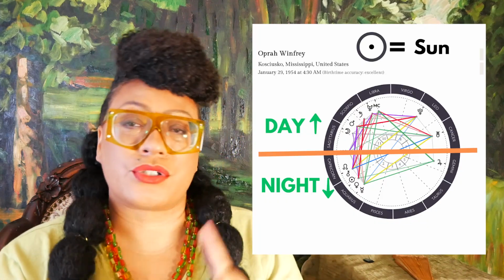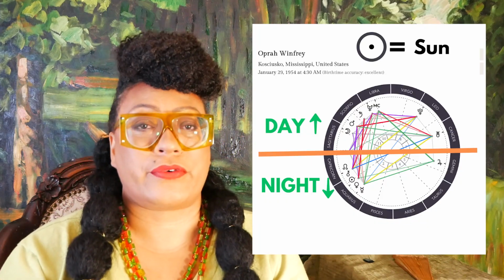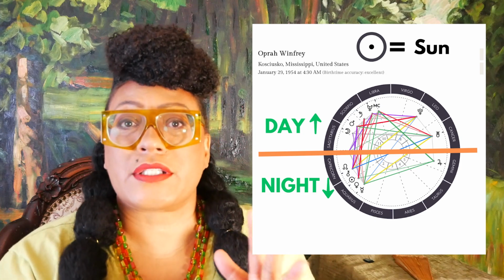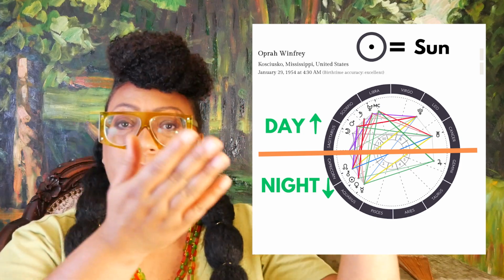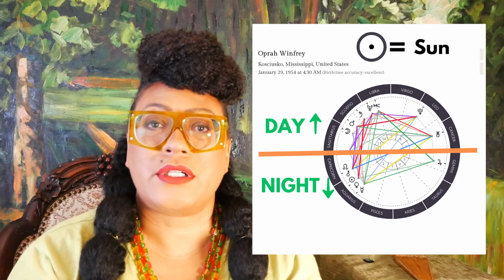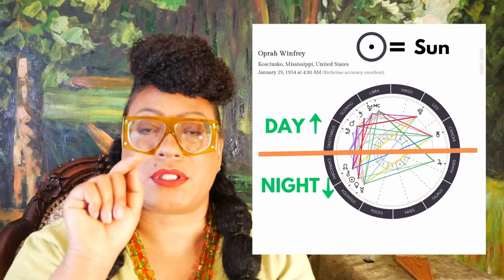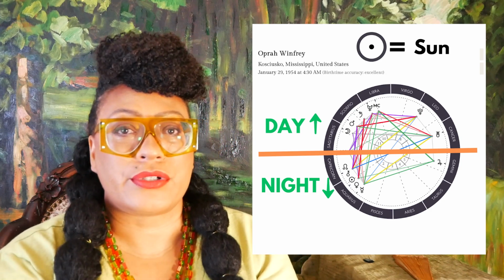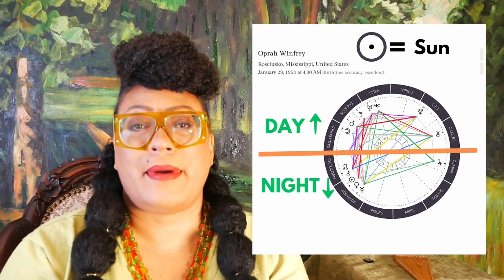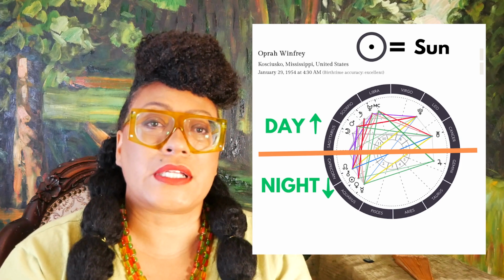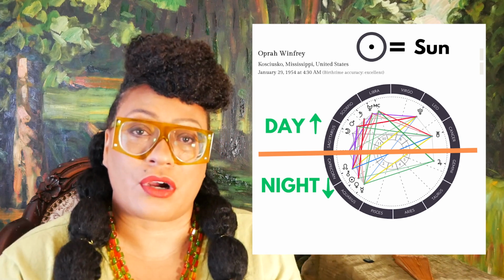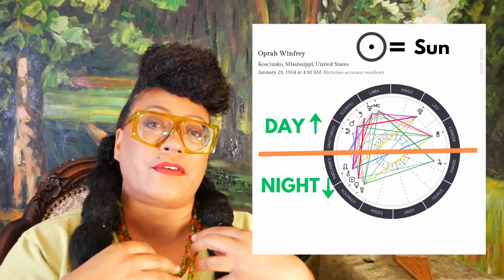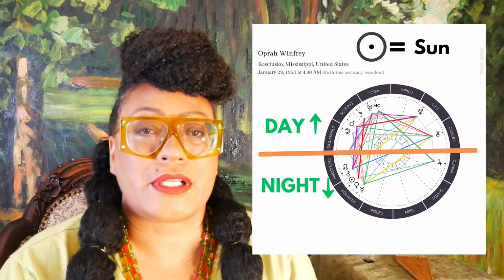On the opposite side of the thing, let's check out this chart for Oprah Winfrey. Again, we are looking for the sun to understand if this is placed in the top or bottom half of the chart. The sun is that circle with the dot in it, and hers is placed in the bottom half of the chart. So this is an example of a night chart, a more internally focused experience.